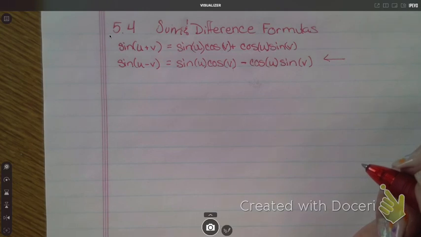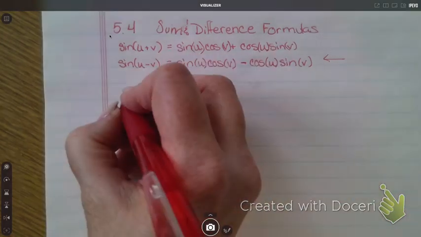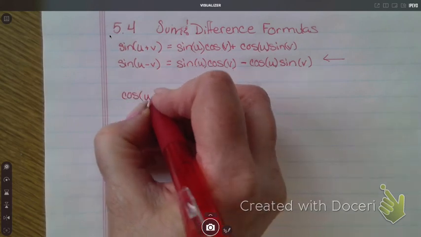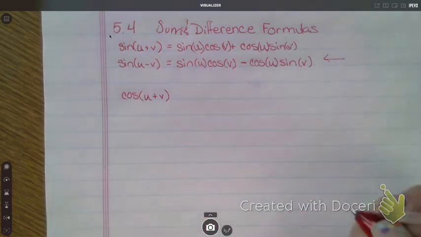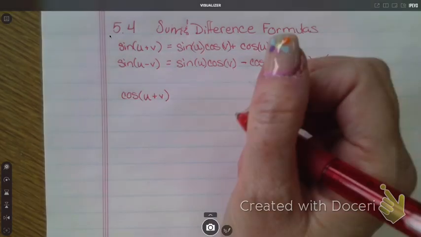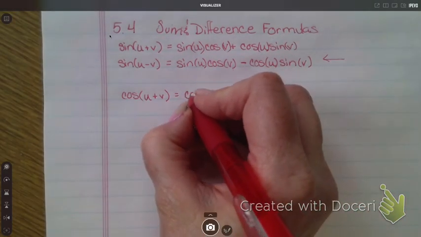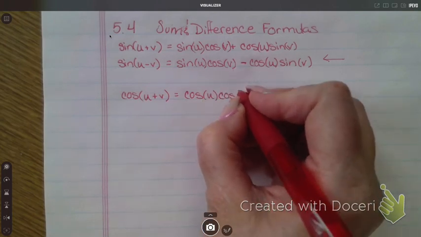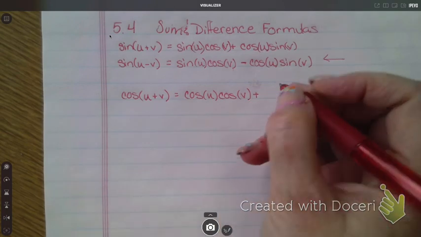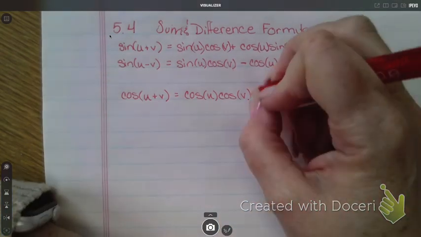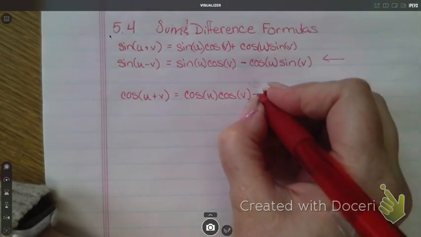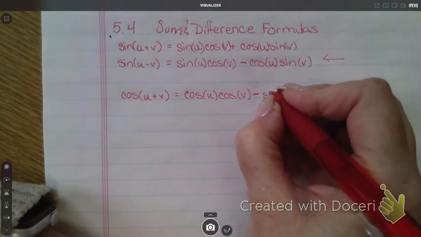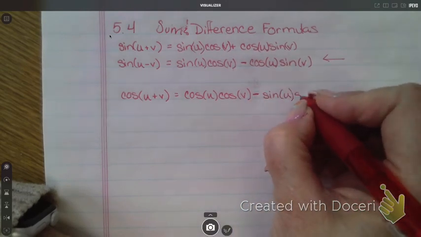Okay. We could derive the formula if you would like, but I don't think you would like. If you would like to derive the formula, you come in with me some other time and we'll derive it so you understand where it all comes from. Okay, so then they have the cosine. Cosine of u plus v equals cosine of u times the cosine of v, minus, opposite sign, sine of u sine of v.